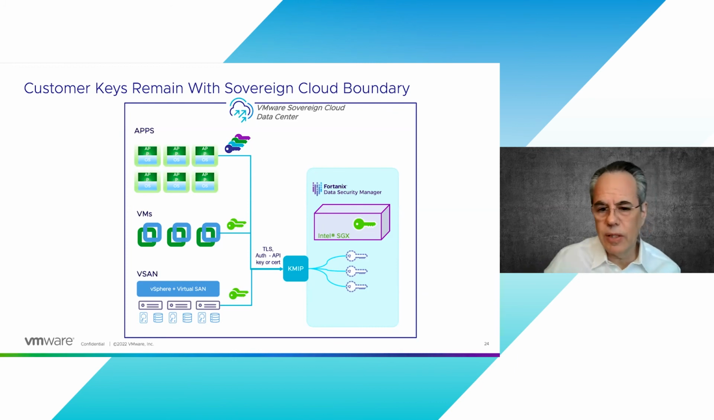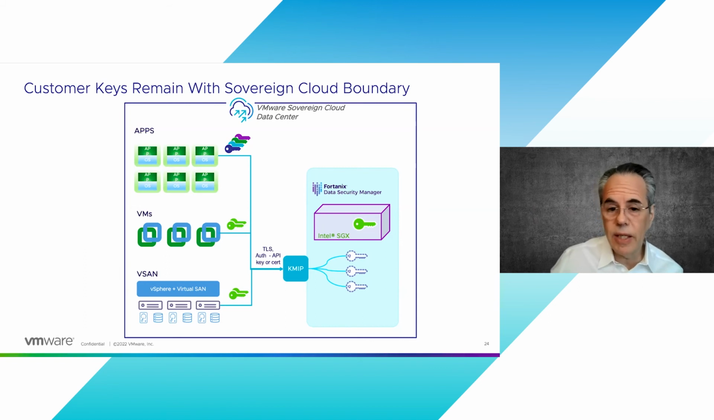And we're illustrating that the data is always encrypted through its entire life cycle. So at rest, you're seeing on the left, the apps, the VMs, and the vSAN instances. You see those keys. We're always encrypting those workloads. In the middle, you're seeing through the KMIP protocol, the data is encrypted in motion, using protocols like TLS or SSL, and they're always authenticated through strong auth as well.